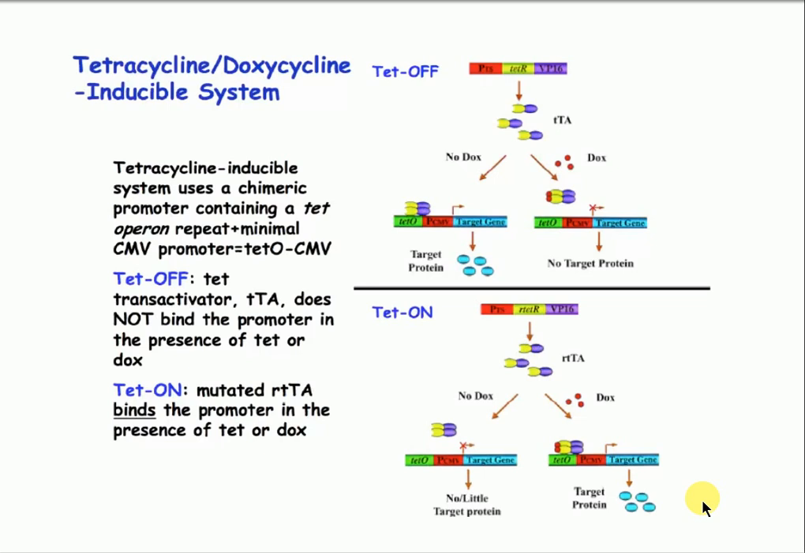Then this was turned around so that normally it wouldn't bind the TET-O promoter, and only if you add doxycycline, we will get transcription. So this was a mutated TET-R activator that binds the promoter. So on paper, this all looks good, but practically it has some limitations because the control is not as tight as it looks on paper. But for many applications, this works quite well and can be used.